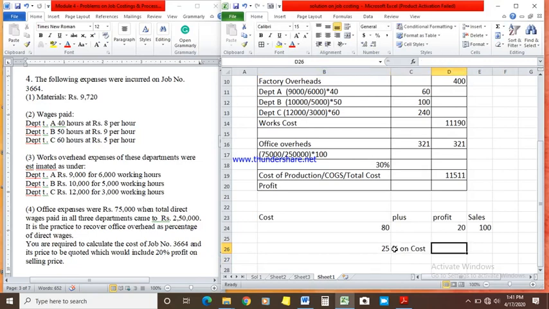So while calculating the profit, we are supposed to calculate 25% on cost. So 0.25 multiplied by 11,511 gives 2,877, rounded off to the nearest value. So this is our sales or the selling price.